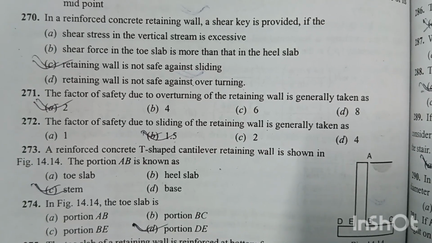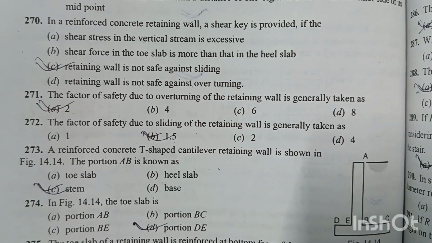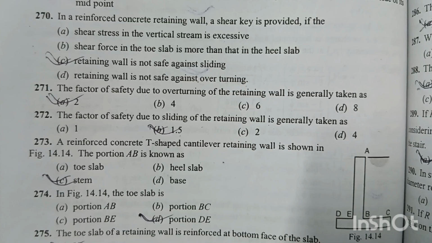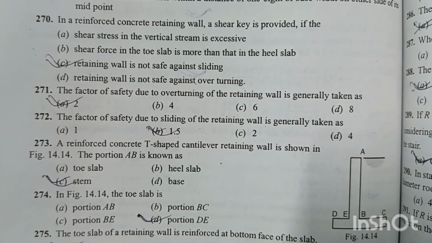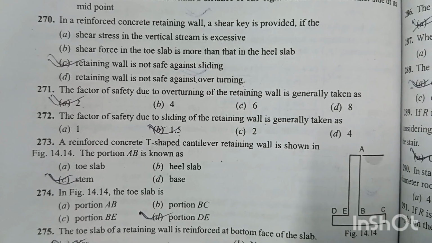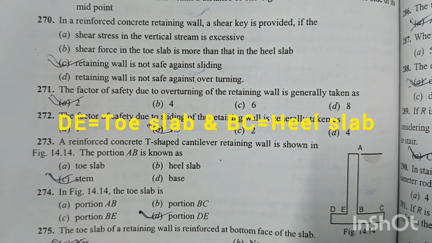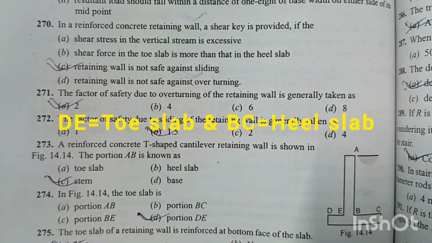Question number 273. A reinforced concrete T-shaped cantilever retaining wall is shown in figure 14.14. The portion AB is known as stem. Option C is the right answer. Question 274. In figure 14.14, the toe slab is portion D. Option D is the right answer.